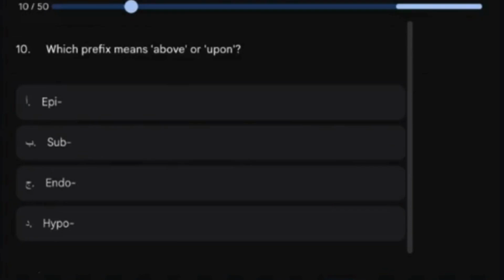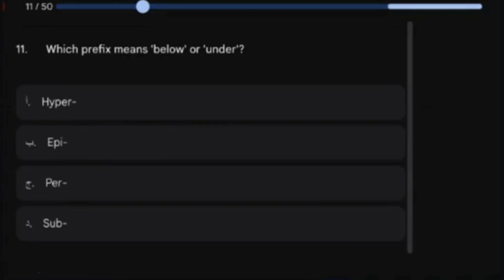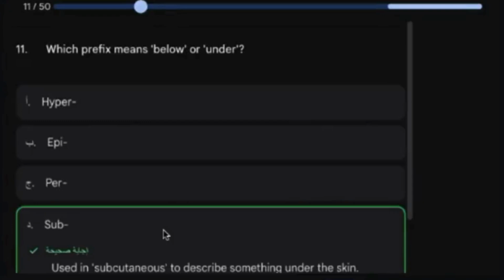Which prefix means above or upon? Yes, epi, like epigastric area, for example, which is the region located above the stomach. Which prefix means below or under? Sub, like in submarine, for example, or subcutaneous, under the skin.